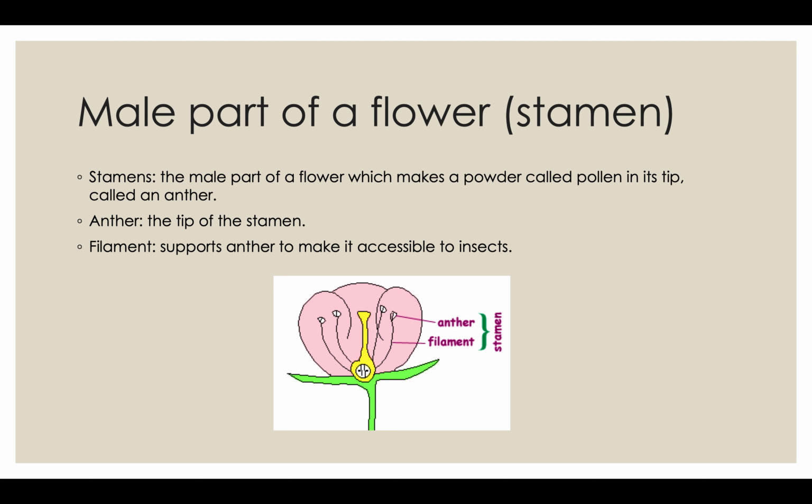Okay, so let's talk about the male part of a flower, which is the stamen. The stamen is the male part of a flower, which makes a powder called pollen in its tip, called the anther. The anther is the tip of the stamen, okay? So as you can see, this part of the whole thing is called a stamen. The top of the stamen is called an anther. The bottom part is called a filament, and the filament supports the anther, making it accessible to insects.